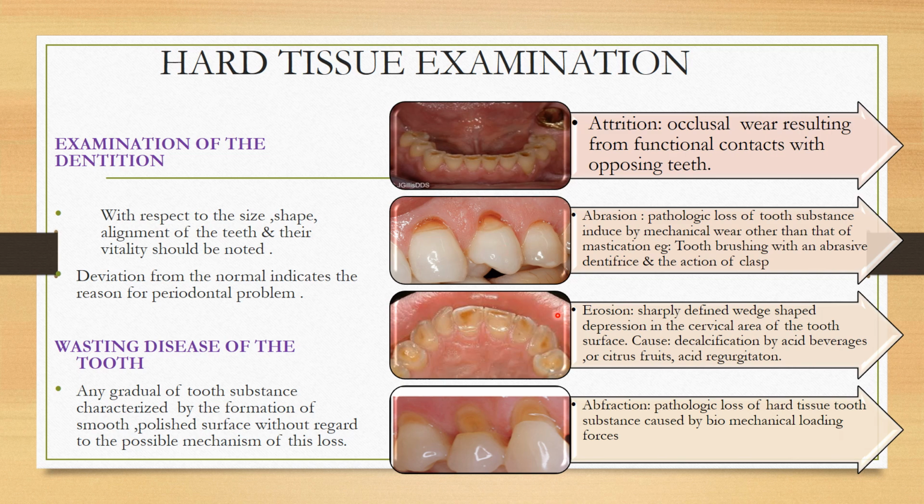And next, coming to the erosion, a sharply defined, wedge shaped depression in the cervical area of the tooth surface. The main cause is decalcification by acid beverages or citric foods and acid regurgitation. So this erosion can happen.